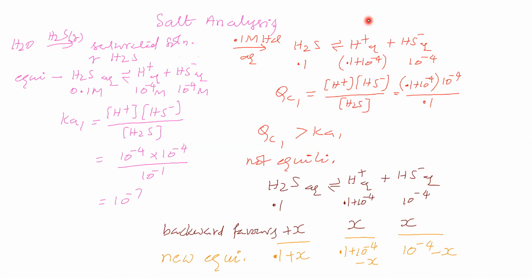This effect is called, due to which effect? Yes, common ion effect. The common ion is H plus. So due to the common ion effect, the concentration of HS minus decreased. Next, we will see regarding sulfide, how the sulfide concentration will be.